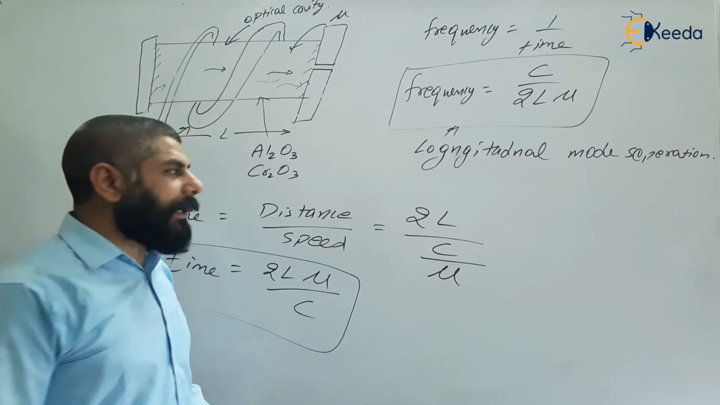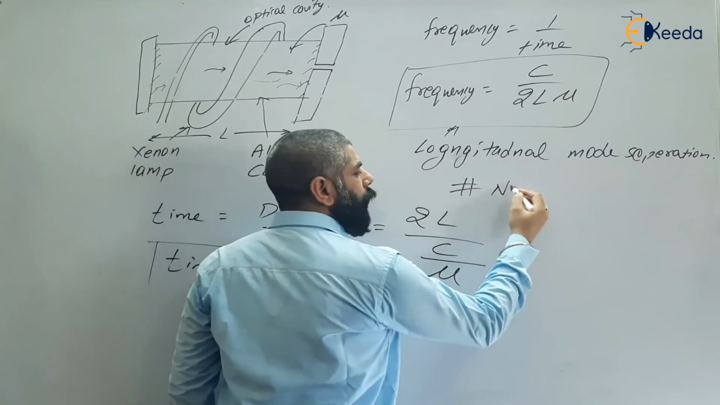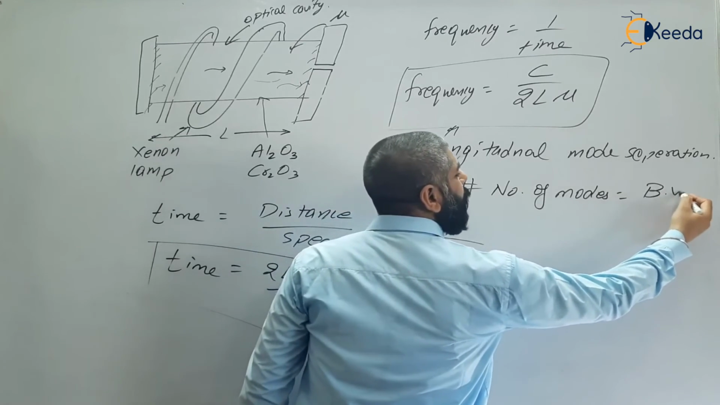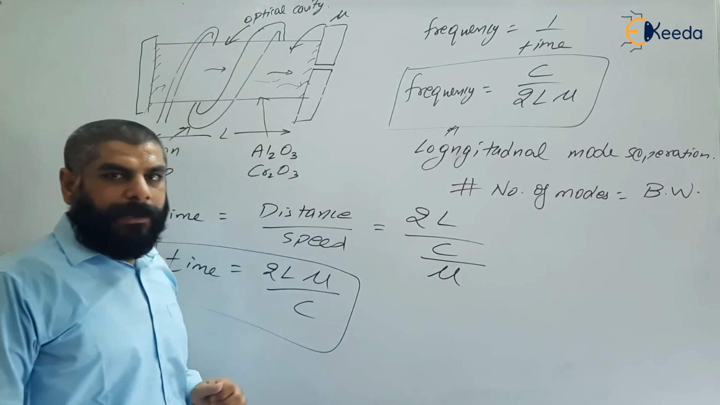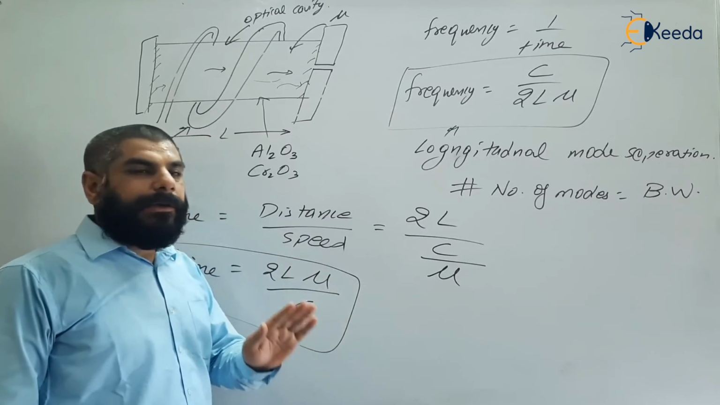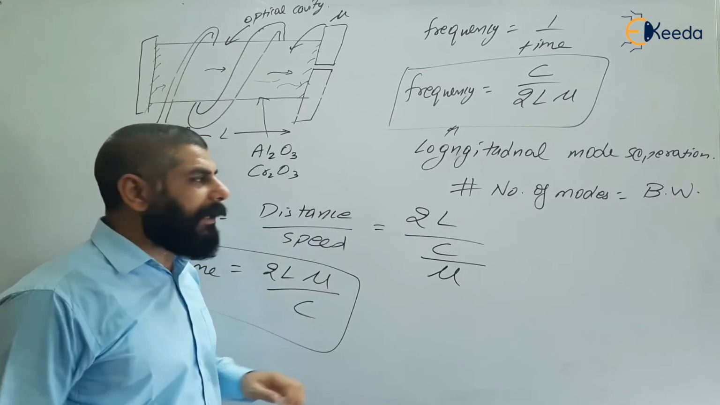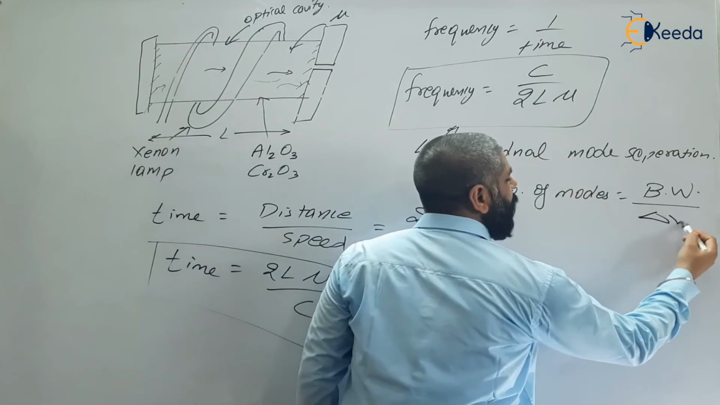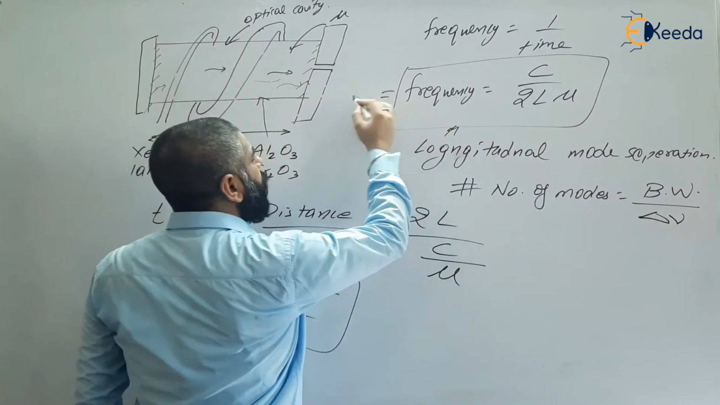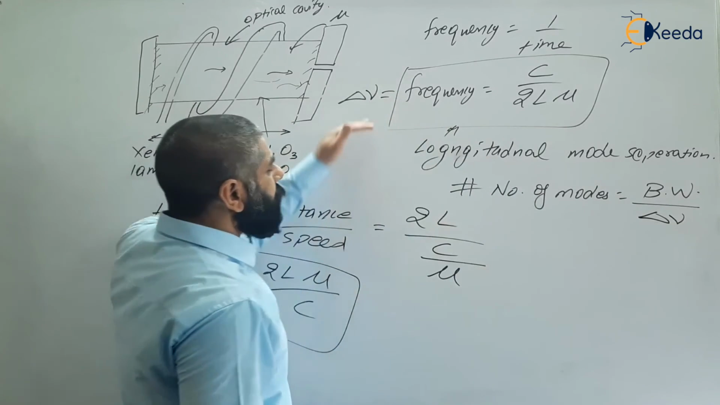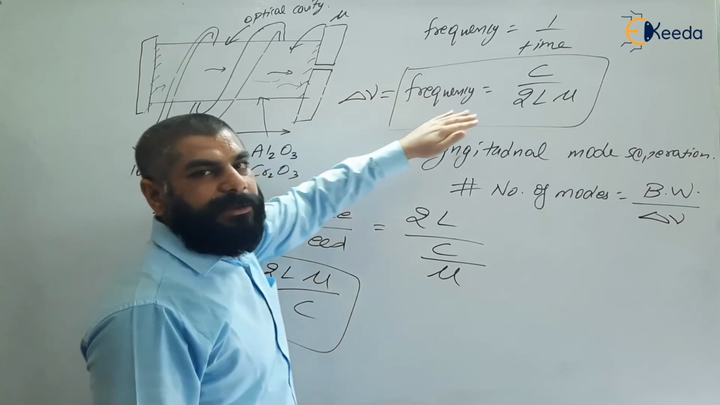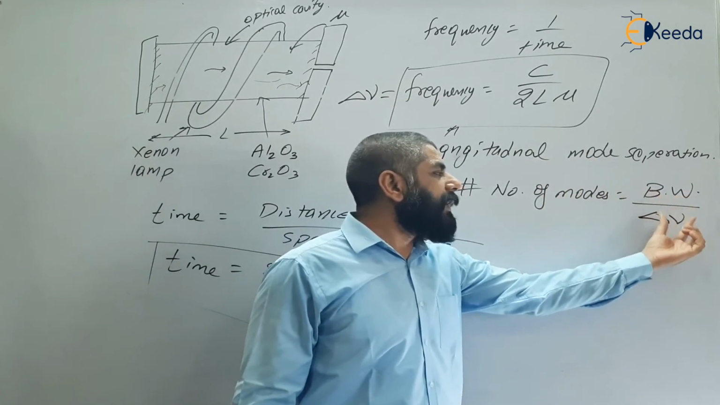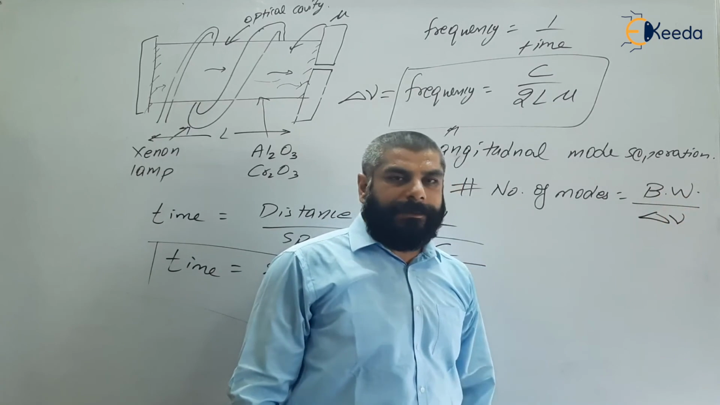Next, the number of modes. How many modes will be generated? To calculate the number of modes, we have a formula. Bandwidth is the total frequency, the difference of higher frequency to lower frequency. That frequency band, the bandwidth, is divided by the longitudinal mode separation. This is generally denoted by delta nu, the difference of frequency between consecutive modes. So the number of modes is the bandwidth divided by the longitudinal mode separation. Thank you.